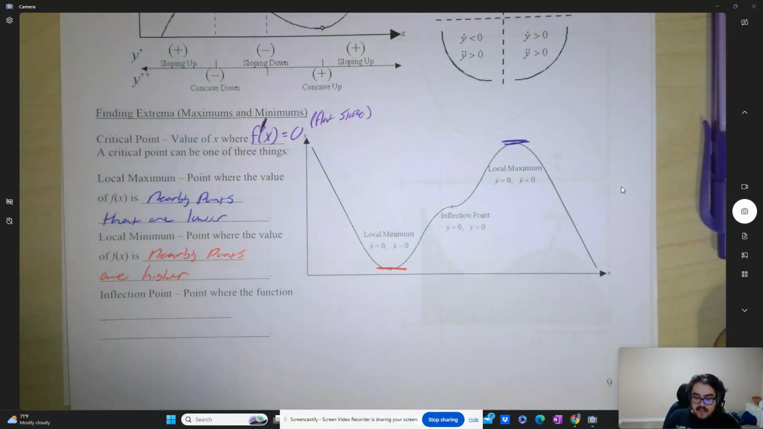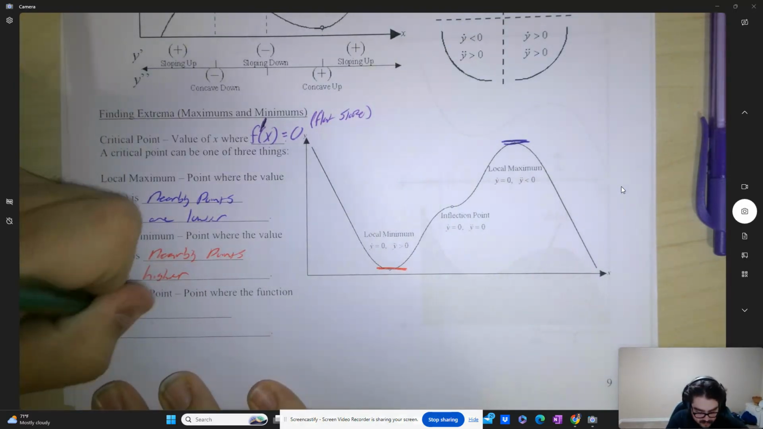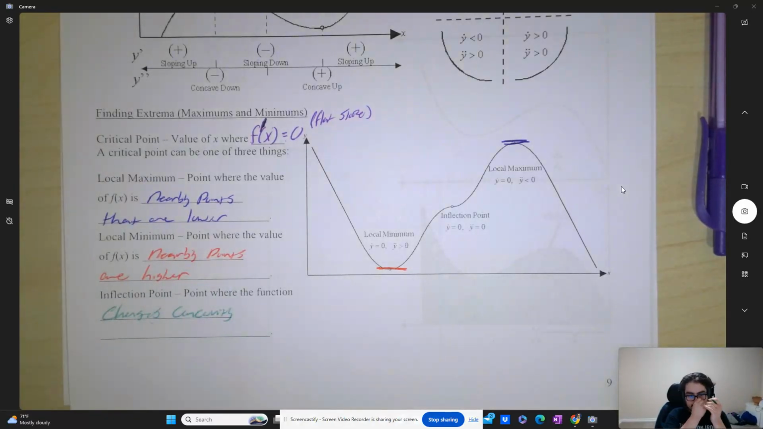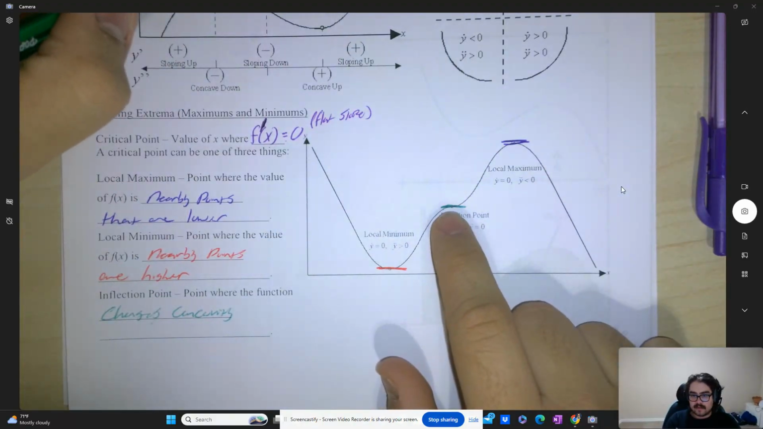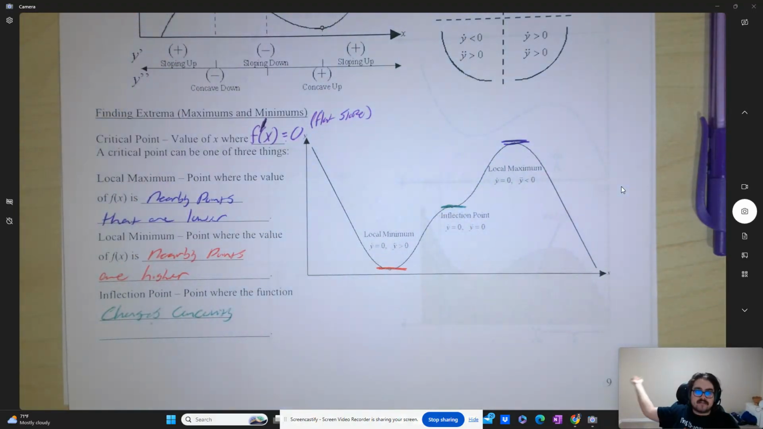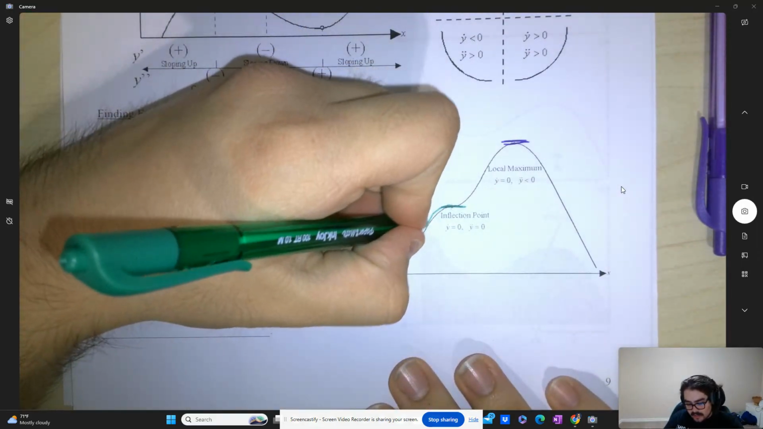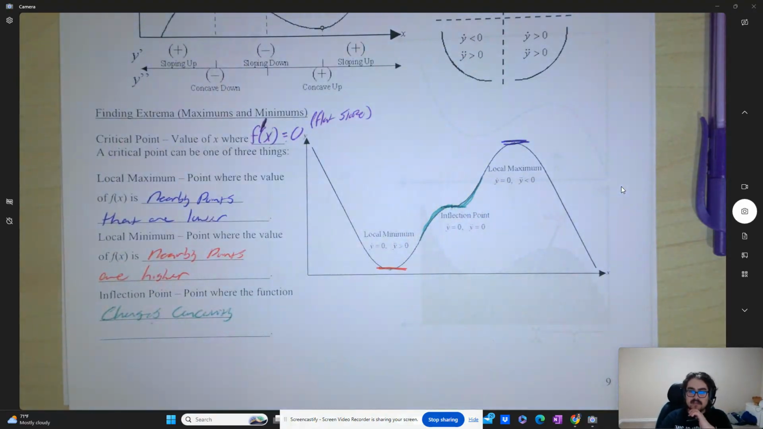And then finally, an inflection point is where the function changes concavity. It goes from one concavity to the next. This is an inflection point right here. You notice that the slope is 0. That's because it's changing direction. It's going from positive to negative or negative to positive. So you can see the concavity changes because right here it's concave down, and then right up here it's concave up. You see how that works out?